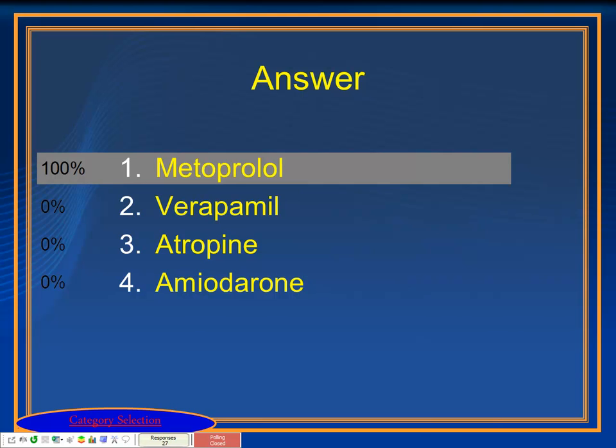Y'all are so smart. Look at y'all. What is metoprolol? Beta blocker. What medicine were we describing? Albuterol.